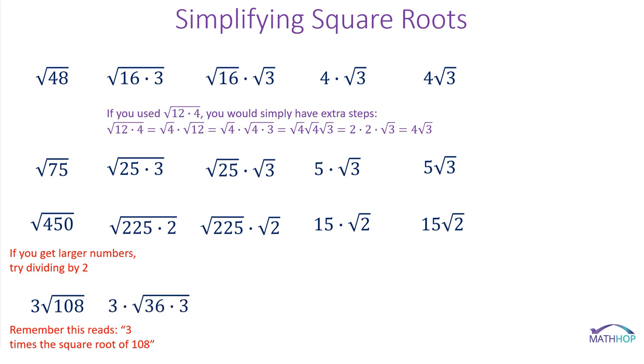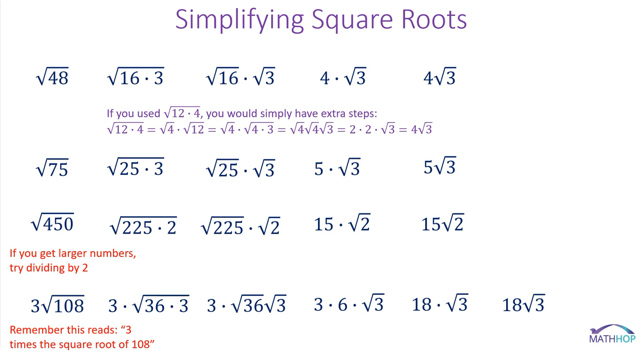So 3 times the square root of 36 times 3. We're going to break those up into two separate radicals. Now we have 3 times the square root of 36 times the square root of 3. Remember, this 3 has to come with you for every single step. Don't lose this 3 out front. Square root of 36 is a whole number, 6. So we have 3 times 6 times the square root of 3, which gives us 18 times the square root of 3, or 18 rad 3.